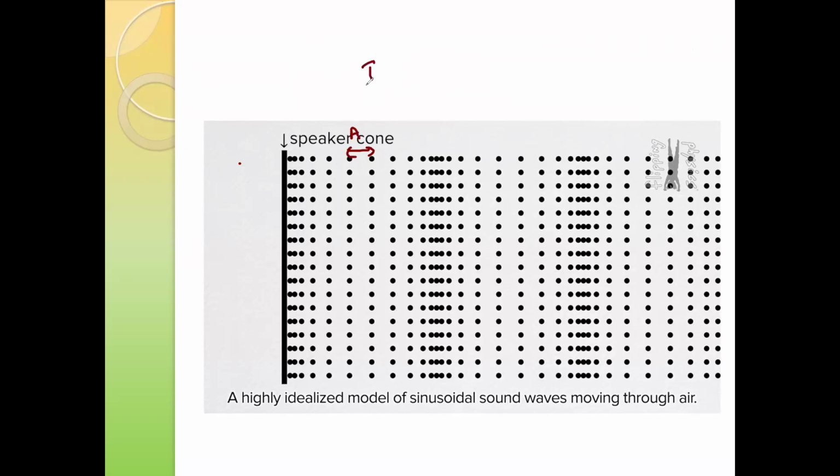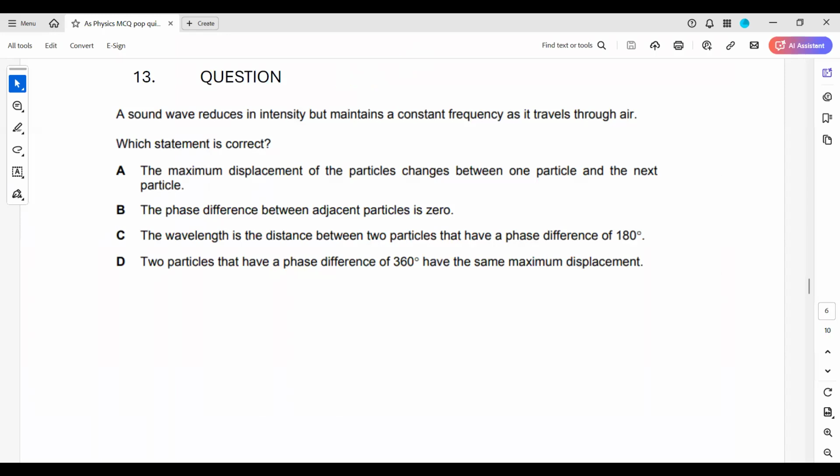So if I reduce the intensity, what will happen to amplitude? The amplitude will also decrease. So the space between the two particles, if the amplitude is decreasing, will also decrease. That's why when we select the option here, in question 13, the maximum displacement between the particles changes from one particle to the next particle, that is the right answer. But what about option B?